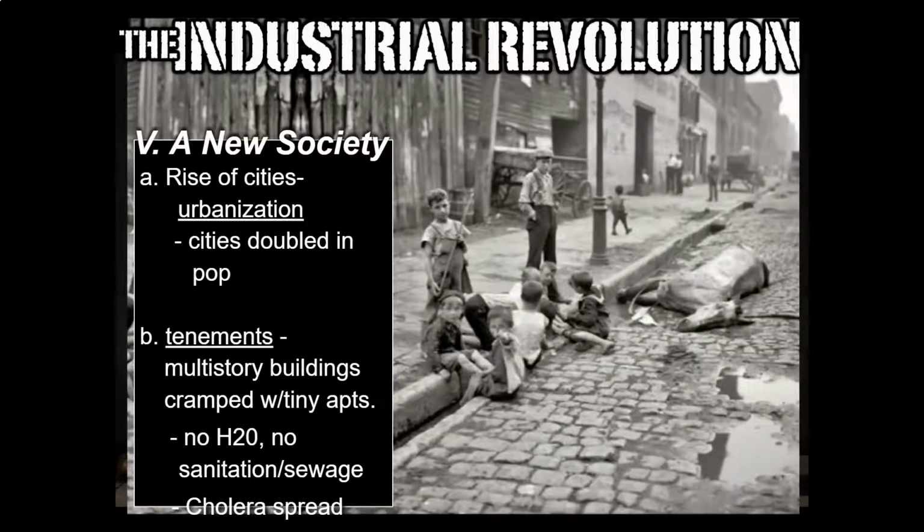All right, a new society, the rise of cities, urbanization. This is when cities double in population, or it's the move of people from rural areas, the country, to the city. People lived in tenements. These are multi-story buildings cramped with tiny apartments. No water, no sanitation or sewage. There was no running water. This also caused cholera to spread, a horrible disease, a sickness that makes you horribly sick. You die from it, horrible vomiting, and well, diarrhea. It's not very pleasant.